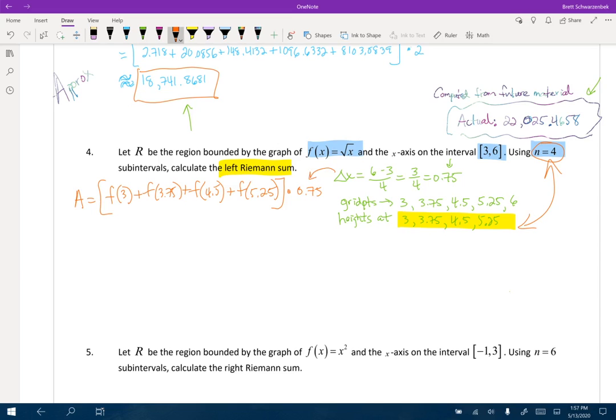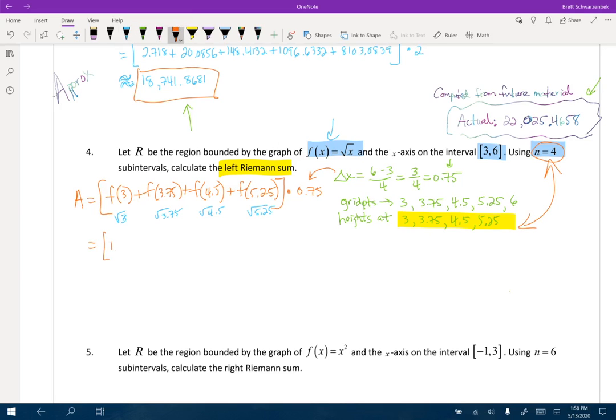Again, what are we doing? So just the mini math of this: root 3, root 3.75, root 4.5, root 5.25. We're just subbing into the function. That's it. Okay, if we do so, we're again going to get some nasty values.